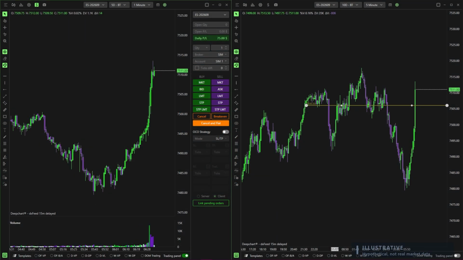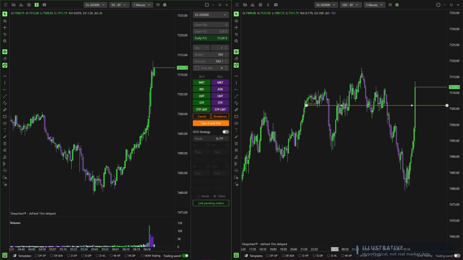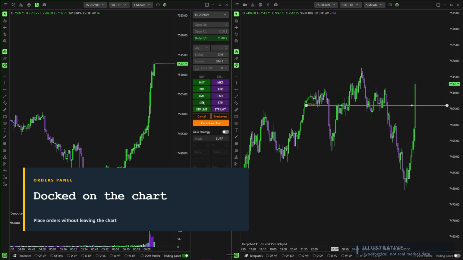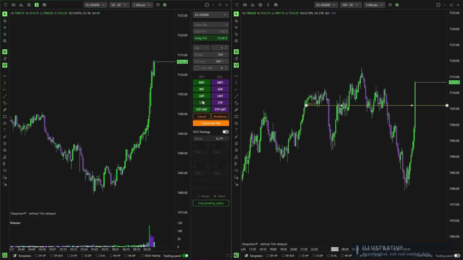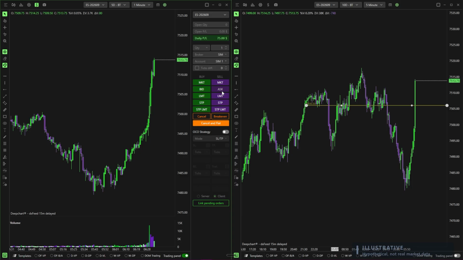All right, before we place anything, let's get orientated real quick. I've got the E-mini S&P up here. That's the ES contract in DeepCharts. And over on the right, this is the trading panel. It's docked right into the chart, so you can place your orders without ever leaving it. You'll see it split into two sides. There's buy on the left and then sell on the right. And each side has a button for every order type.